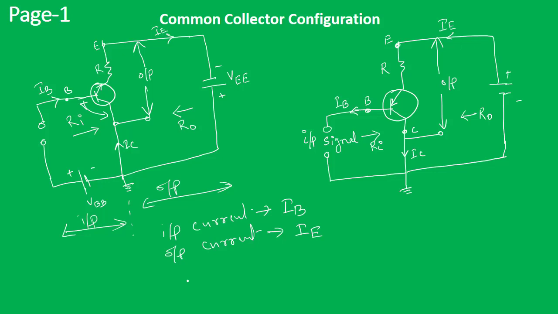So input voltage is VBC. So VBC we have here, and the output voltage we have between these two terminals. So that is output voltage is VCE. So these are the input and output parameters. In addition to that, we have the input resistance Ri and output resistance Ro. So these are the parameters associated with the common collector configuration, and our discussion will be based on these parameters.